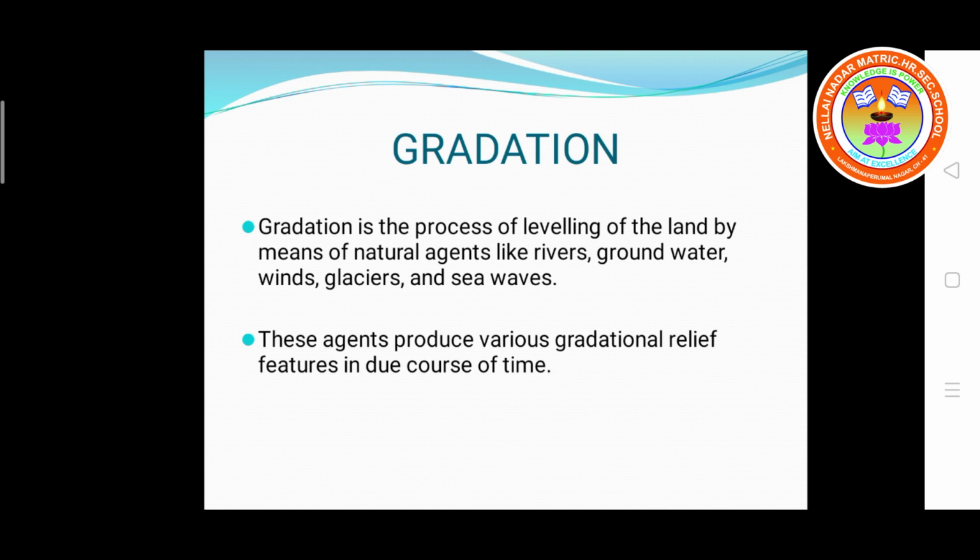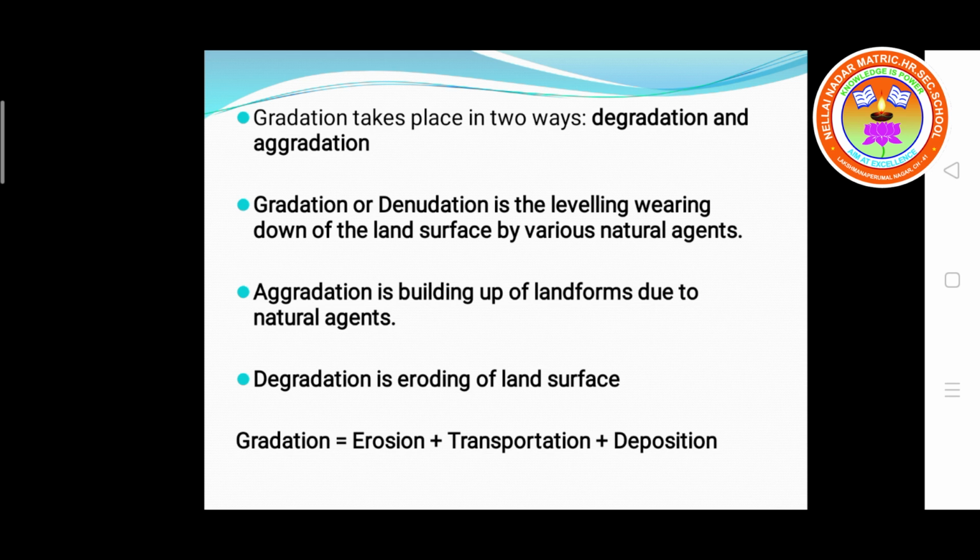Okay, so this is the fourth slide. Gradation takes place in two ways. As I said before, gradation divides into two. One is degradation, another one is aggradation. What is called aggradation? Aggradation is building up a landform due to natural agents. Once a landform has been built with the help of various natural agents, like river, groundwater, winds, then we call it aggradation.